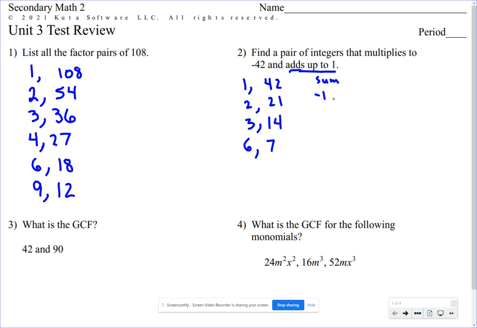So I'm going to look at my factor pairs, negative 1 and 42. Let me just write them over here. Negative 1 and positive 42, that sum is 41. That's not it. Negative 2 and 21, that sum is 19. Negative 3 plus 14 is 11. That's not right. Negative 6 plus 7, there it is. So my two integers that multiply to create negative 42 and add up to 1 are negative 6 and 7.